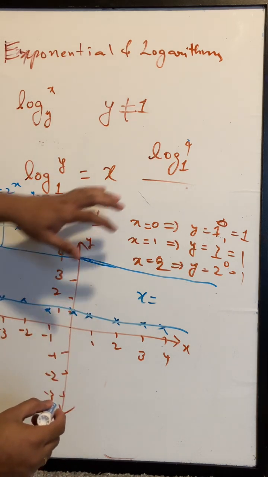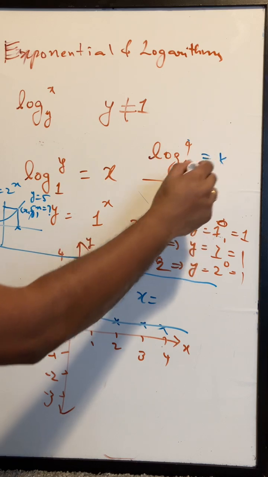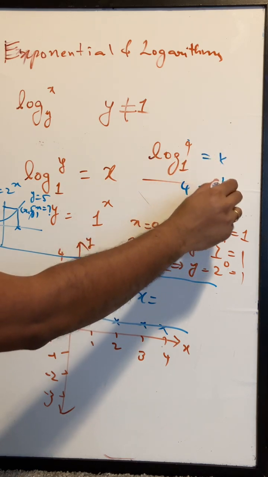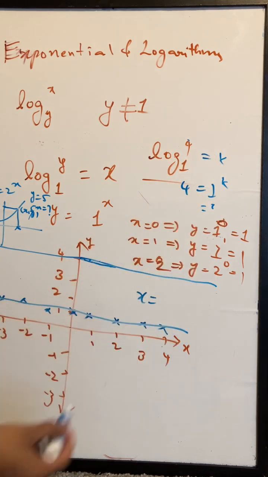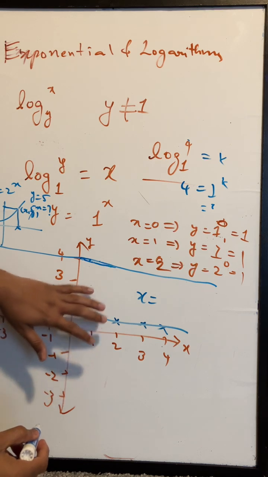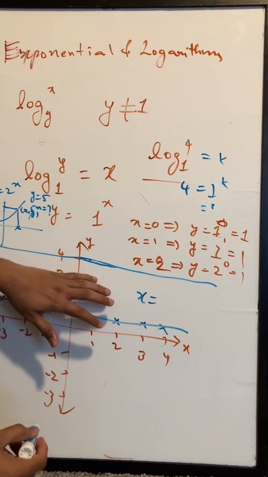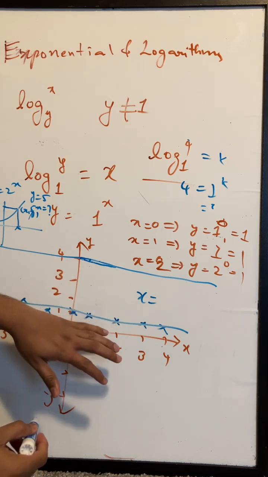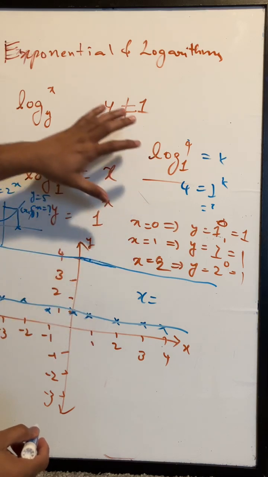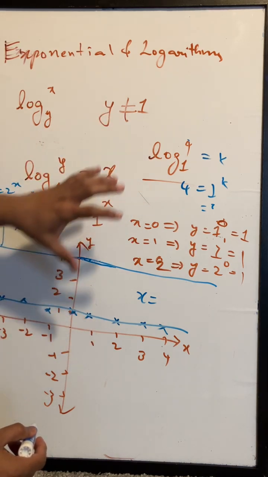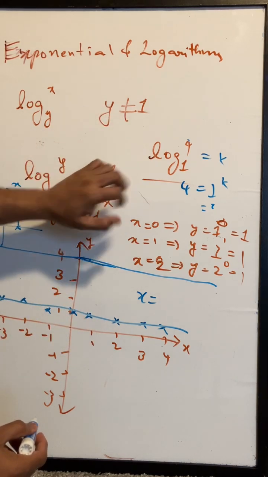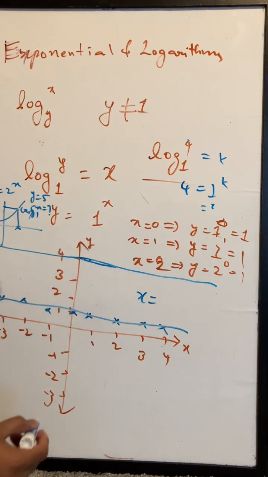But theoretically, if you put 4 equal to 1 to the power of k, then the right side will come as 1. So it is giving incorrect values. In reality, it is infinite. It never meets this line. So this is the confusion we get for base 1. That's the reason we always write the base not equal to 1.